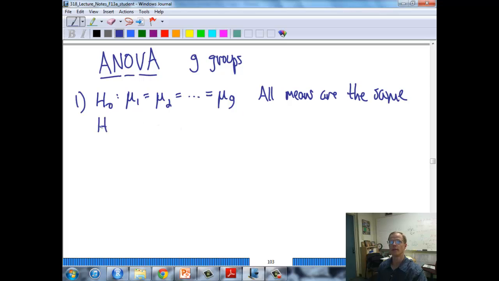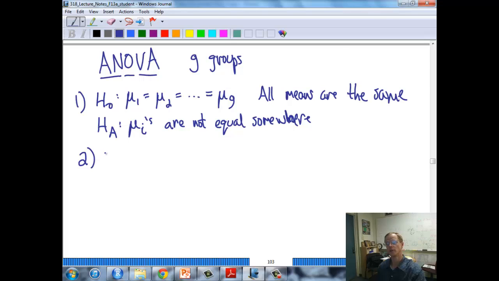Now the alternative then is simply that the mu i's are not equal somewhere. Just any 2 of them are not equal. It doesn't specify which 2, it's just somewhere there's a difference. It doesn't specify how. They're either all the same or they're not. That's the null hypothesis. Of course we select our alpha in step 1.